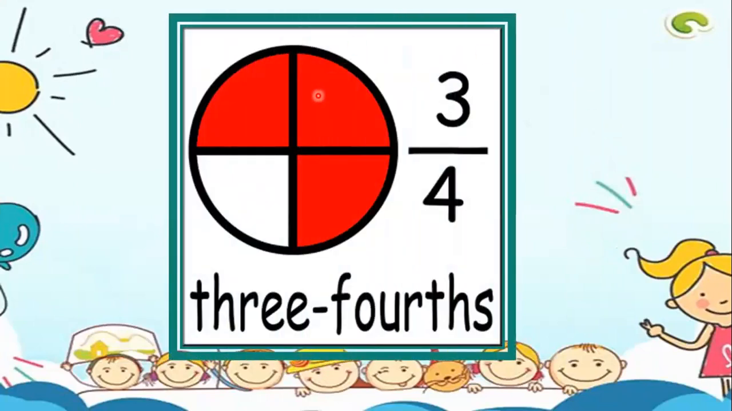Now come to 3/4. In this shape, we have divided the whole into 4 equal parts, out of which 3 parts are shaded. 3 parts are shaded out of 4 equal parts. So that's why we have written 3 upon 4, and it is called 3/4.